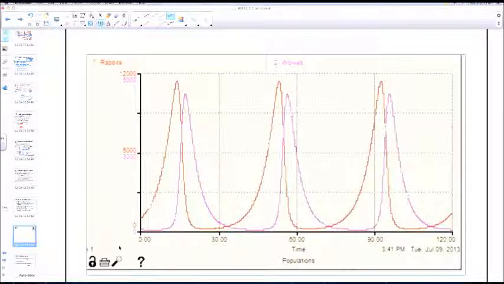The domain is from 0 to 120, and the red one is for the rabbits. You see, we use different scales. The rabbits is the red line, goes almost 11,000 at the peak. And the pink is the wolf population, goes around 5,000 at the peak.